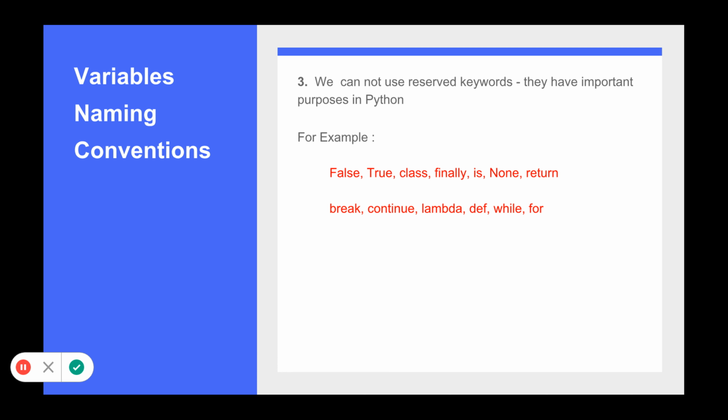The third rule we have when naming variables is that we cannot use reserved words or built-in identifiers. These are keywords that have important purposes in Python. Some examples are false, true, class, finally, and others listed. This is not a complete list, but during the course, we will encounter such keywords.